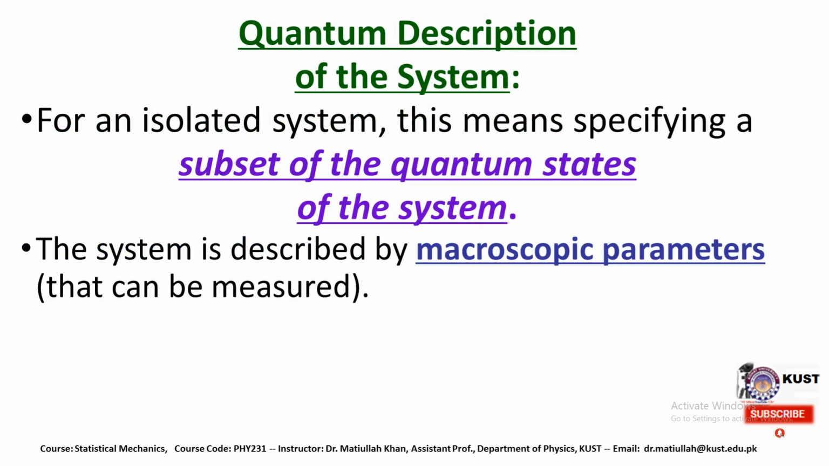If we are considering an isolated system, this means specifying a subset of the quantum states of that particular system. So this system is described by macroscopic parameters that can be measured. Just like if we consider a gas, the pressure of a gas is a macroscopic parameter of that particular system, and we can easily measure the pressure of that gas. Similarly, the volume of that gas is also a macroscopically measurable parameter of this system.